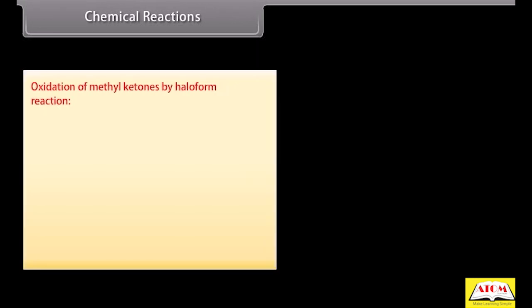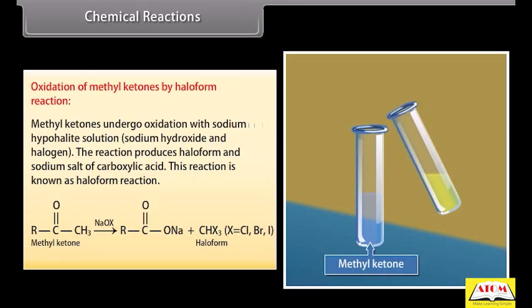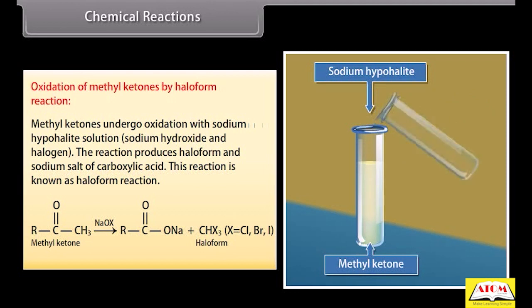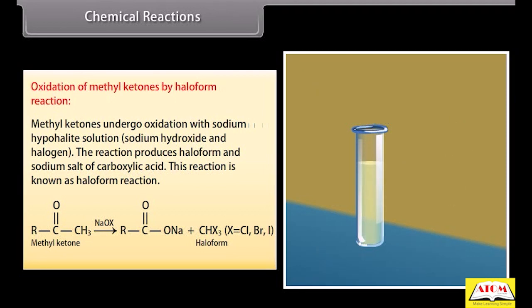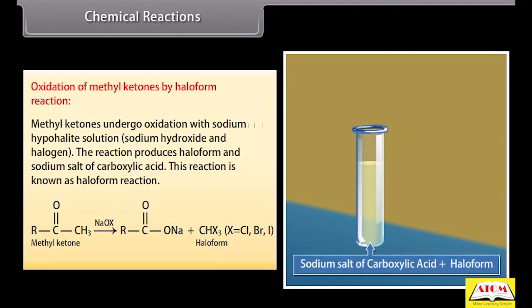Oxidation of methyl ketones by haloform reaction. Methyl ketones undergo oxidation with sodium hypohalide solution, that is sodium hydroxide and halogen. The reaction produces haloform and sodium salt of carboxylic acid. This reaction is known as haloform reaction.